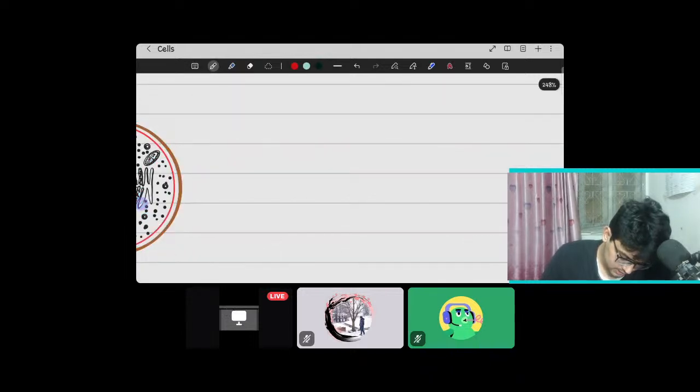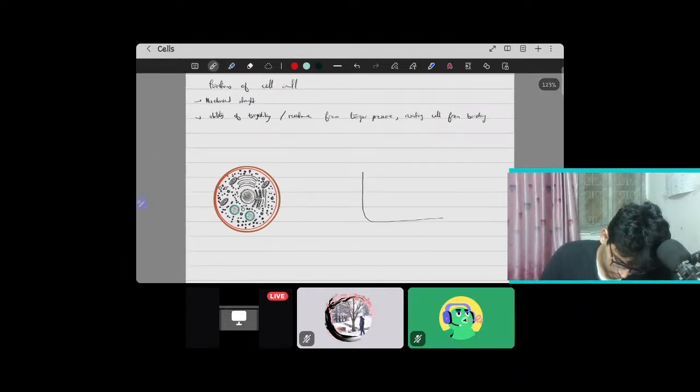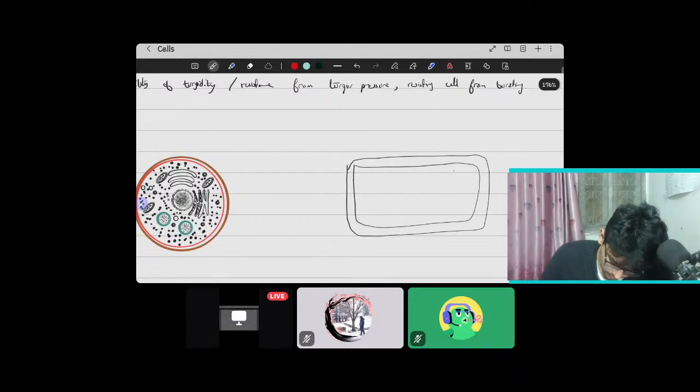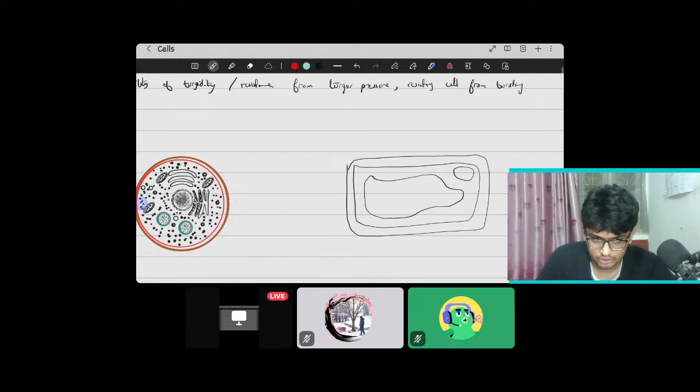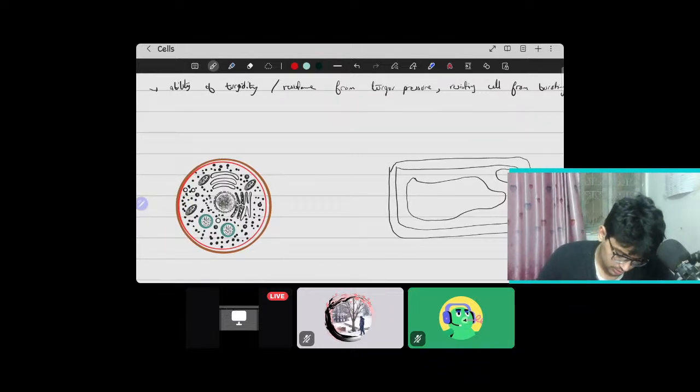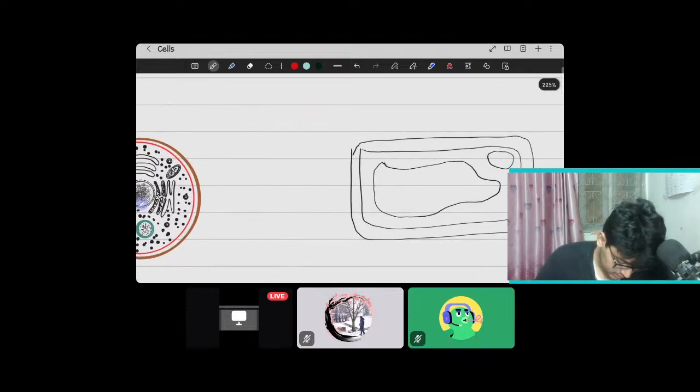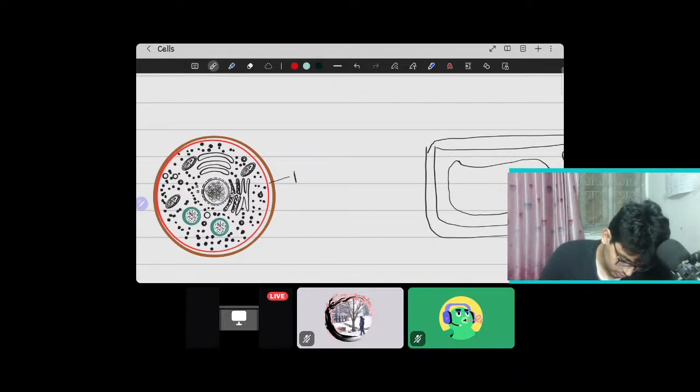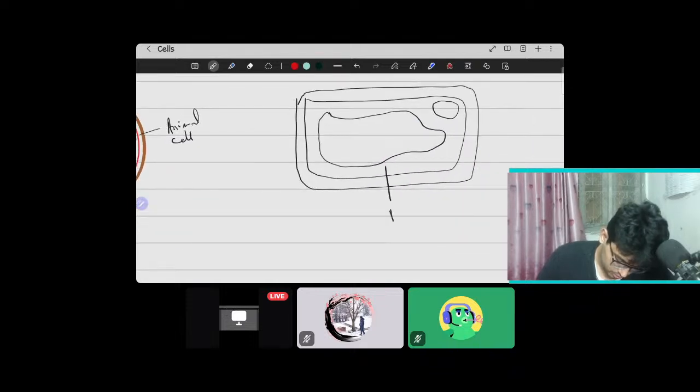For example, this is an animal cell, and this is a plant cell here. I've made a rough drawing, so please don't come and say in the comments that my drawing is very bad, though it is. Thank you for your criticism. But anyways, so this is an animal cell. And this is a plant cell.